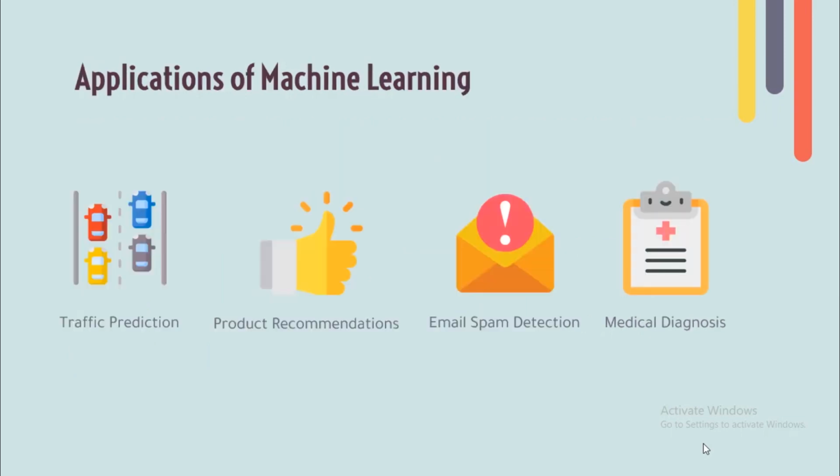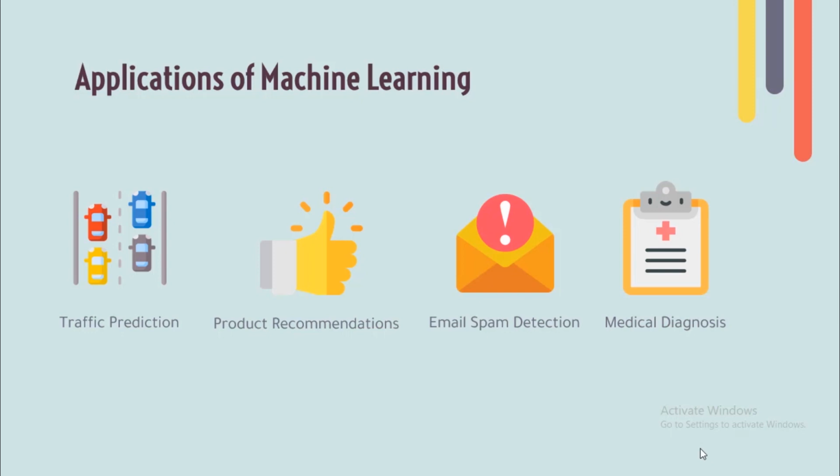Further, there are a lot of applications of machine learning, such as traffic prediction, product recommendations, email spam detection, and medical diagnosis. You might have used Google Maps for traveling from one place to another. It uses machine learning algorithms to give you the exact path, or to compute the optimized path for traveling from one place to another as per the traffic. Also, Amazon uses a product recommendation system for recommending the products that are relevant to the searches of the customer in order to make their website user friendly. Then machine learning algorithms are used to detect spam email, and machine learning is also used in medical diagnosis.